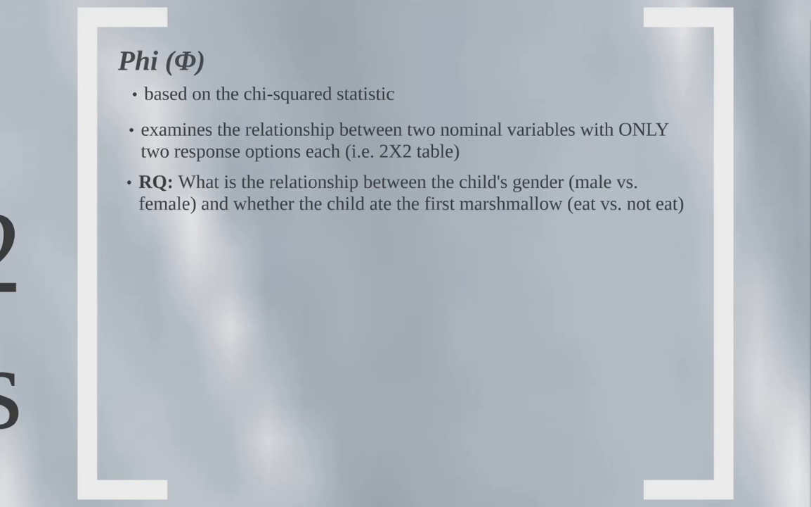Let's say that we're interested in the relationship between the child's gender, male and female, and whether the child ate the first marshmallow. Say we're interested in the question of is the child's gender related to whether or not the marshmallow is eaten. In this case we have two variables: gender, and variable number 2, ate the first marshmallow. Our x variable would be the child's gender, and the y variable would be whether or not the marshmallow was eaten. As you can see, each of those has two potential categories: male versus female, and the y variable is eat versus not eat.